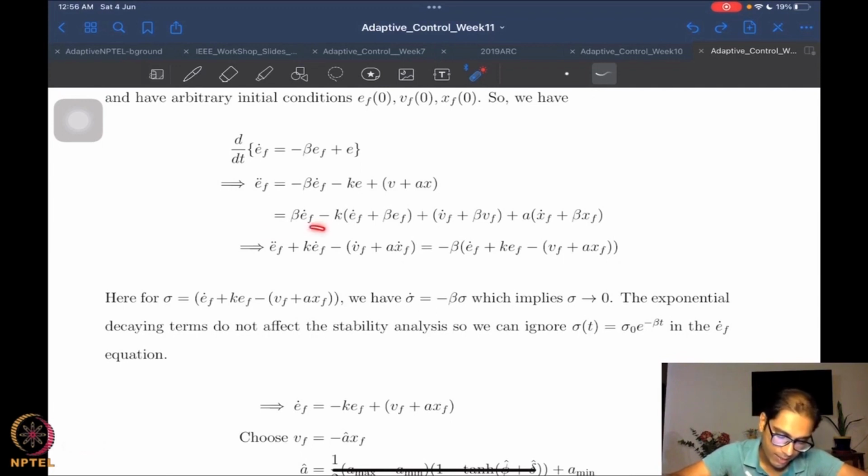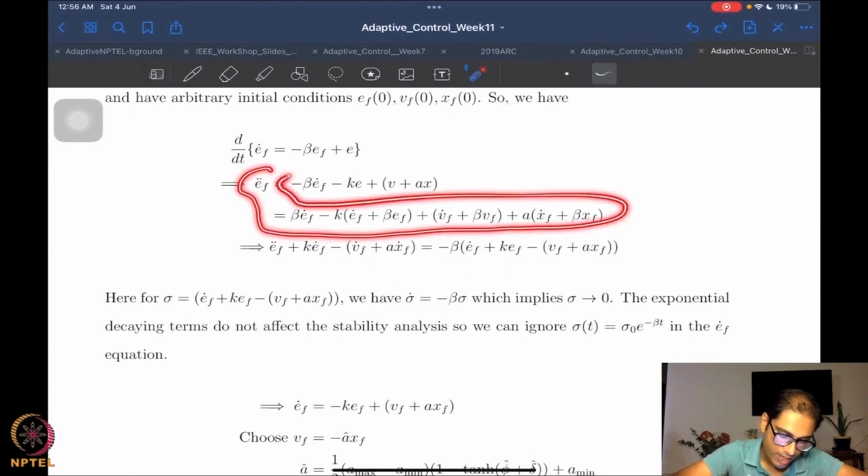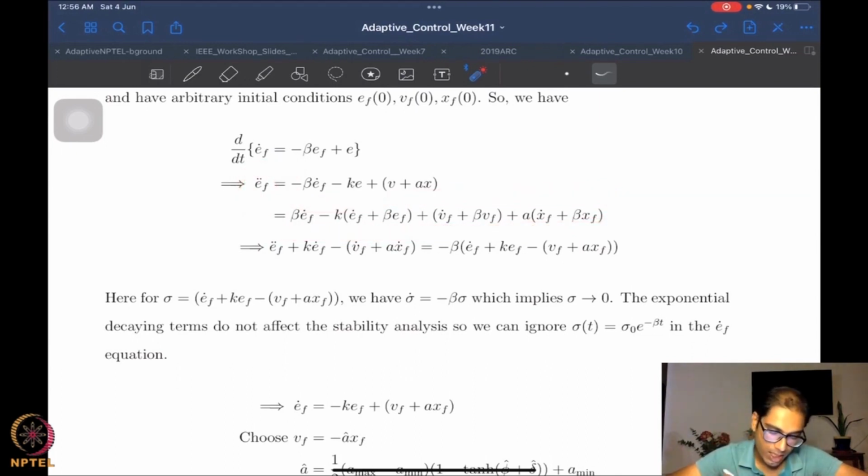Now what you notice is something rather interesting. This expression is correct, absolutely right. All I've done is take the terms with the beta on the right hand side and the terms without the beta scaling on the left hand side. Now if you look at this very carefully and I choose sigma to be whatever is in the bracket here, that is EF dot plus KEF minus VF plus AXF, I notice that the left hand side is just sigma dot. So the equation that we get is that sigma dot is minus beta sigma.